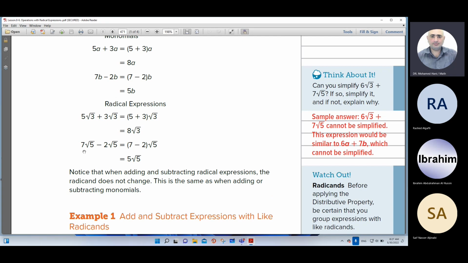And also here, when you have 7 square root of 5 minus 2 square root of 5. As you see, here you have square root 5, and here you have square root 5. So you can do subtraction here because you have the same square root. So we can write 7 minus 2 square root of 5. And 7 minus 2 will be what? Will be 5 square root of 5. Examples.